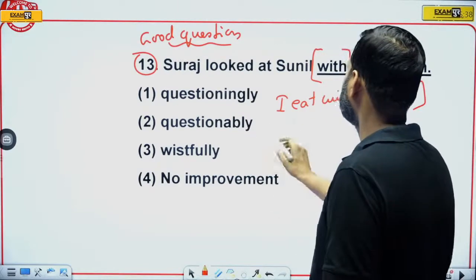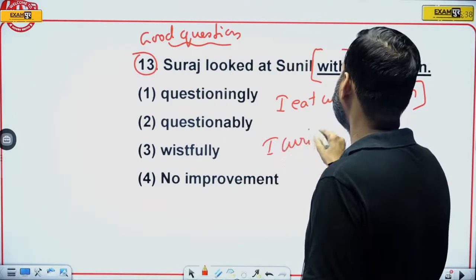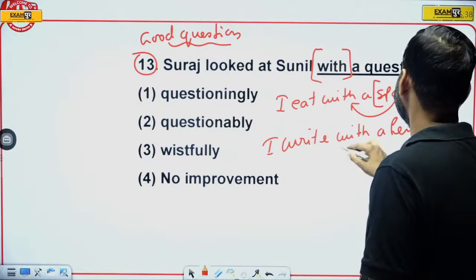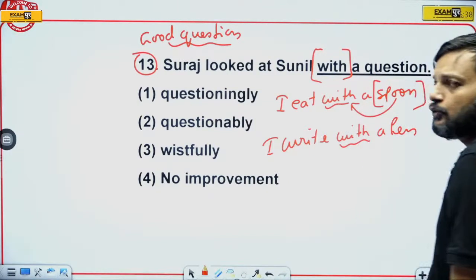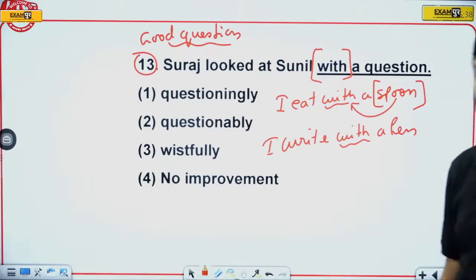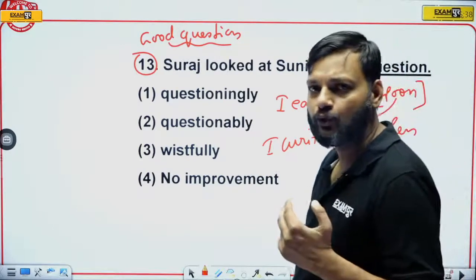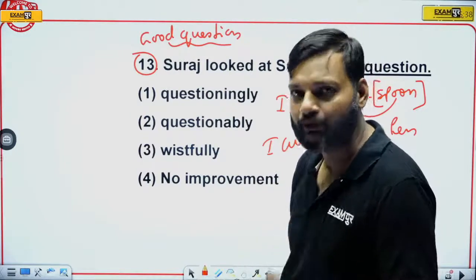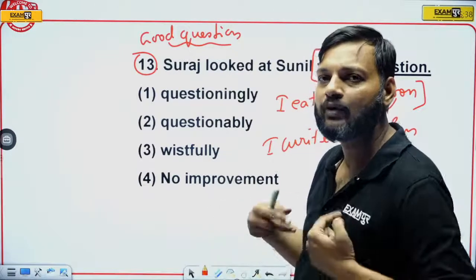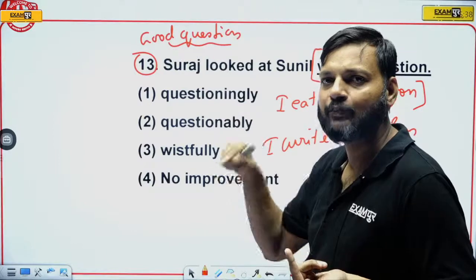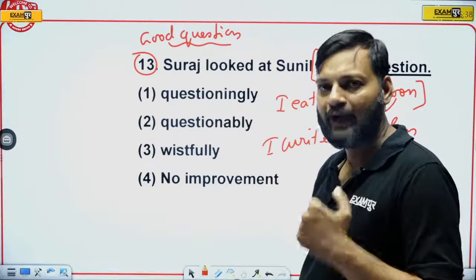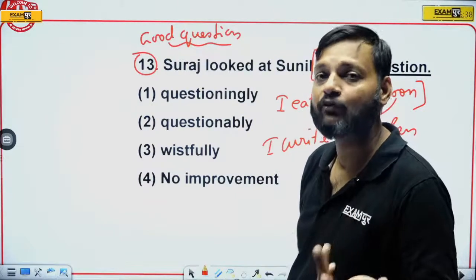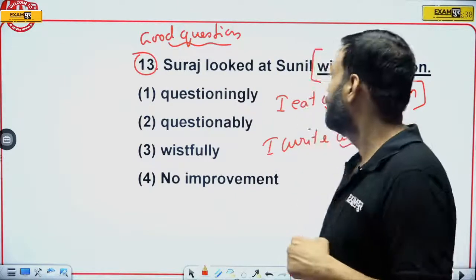I write with a pen. Okay, so here we have with. So with is used to introduce an instrument which has been used to do something. Like to eat, I use a spoon, so it has been introduced by with. Okay, like to write, I use a pen, so it has been introduced by with. Both are the objects of preposition with, right?